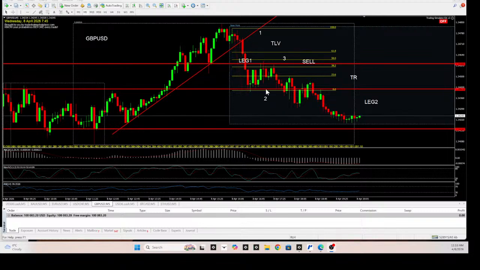Then we went down and did a trade range. So that's point number 2. Number 3 is the top of that trade range. And we did a sell right in here. And you can see a Fibonacci measurement on here. This went down, bounced back up to about the 50% of the Fibonacci measurement. So we did a sell in here and down it went.